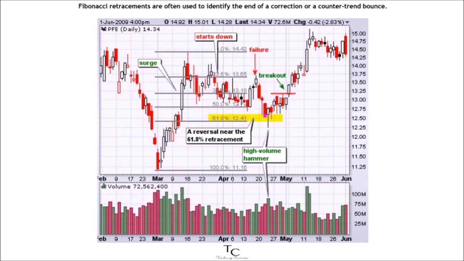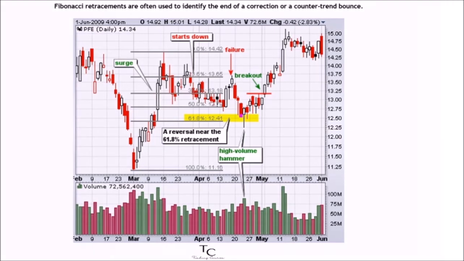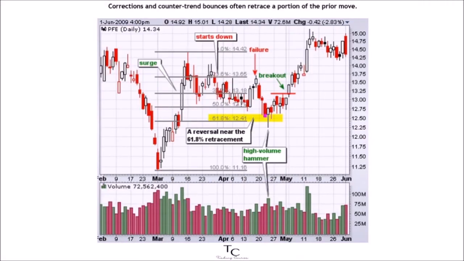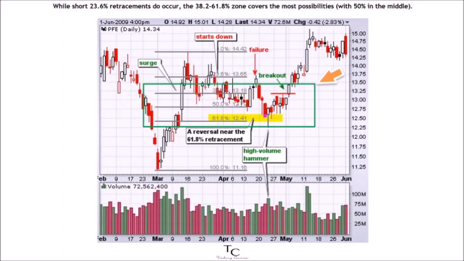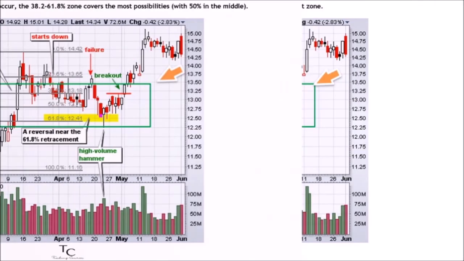Fibonacci retracements are often used to identify the end of a correction or a counter-trend bounce. Corrections and counter-trend bounces often retrace a portion of the prior move. While short 23.6% retracements do occur, the 38.2 to 61.8% zone covers the most possibilities, with 50% in the middle.